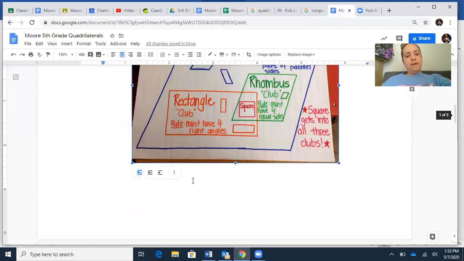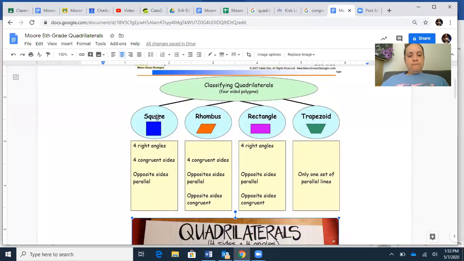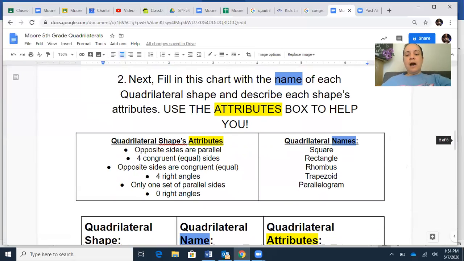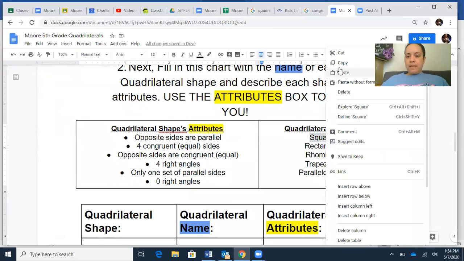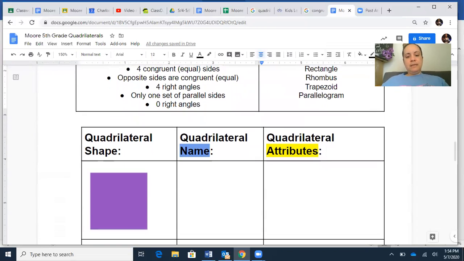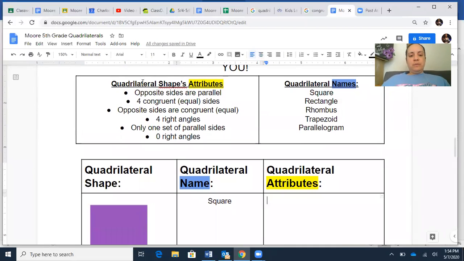Let's go back up here and look. 4 congruent sides. Congruent means equal. It must be a square. So I'm going to come, look, in my quadrilateral names, I'm going to take square, and I'm going to copy and paste, square. Now, I need to know the attributes of a square. Let's look at my attributes.